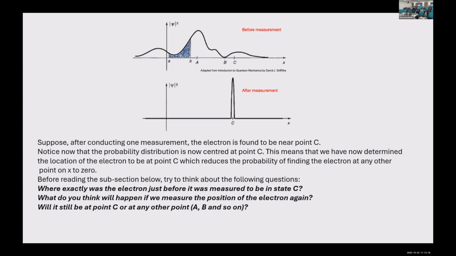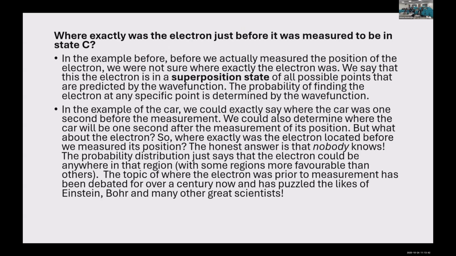But the question is, what do you think will happen if we measure the position of the electron again? Will it be C? How do you know? Can it be C? Yes, there is a probability. That's the answer. How do you know? It's not static, it's dynamic. Electrons are dynamic, so it's not static information here.